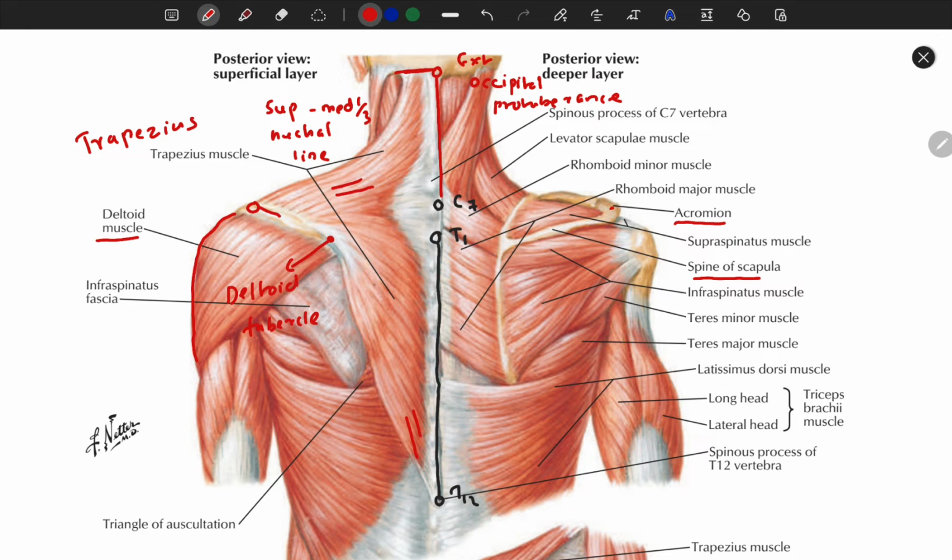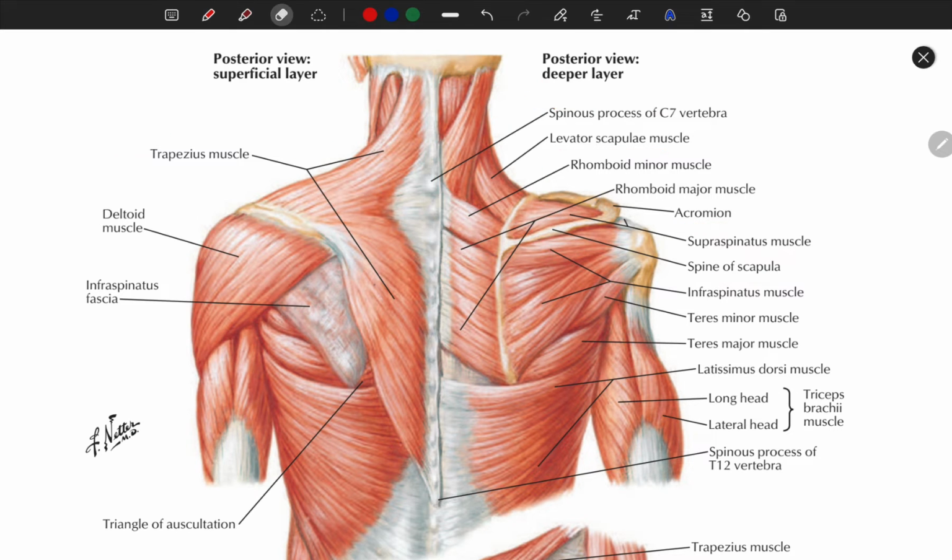So coming on to its action, the upper fibers of the trapezius muscle, that is these fibers, as well as the levator scapulae, that is this one, will actually elevate the scapula. The muscle is called levator scapulae, so it will elevate the scapula and it helps in the shrugging of the shoulder.